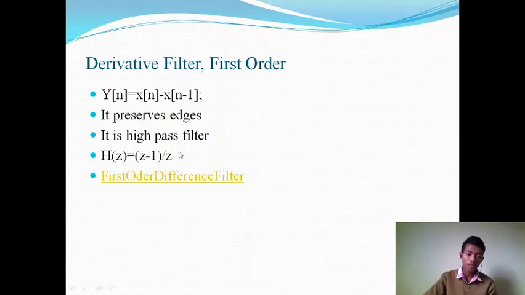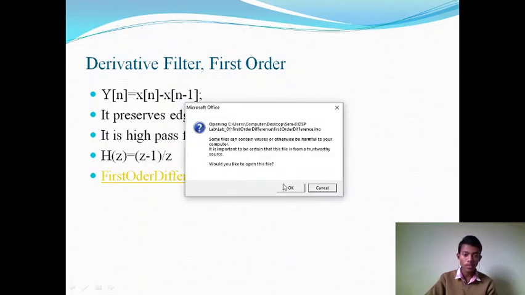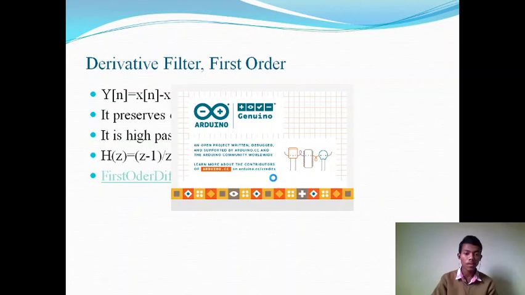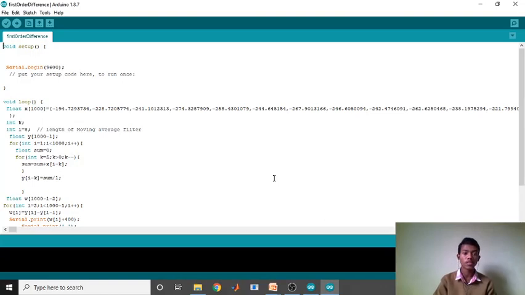This is the transfer function of the first order derivative filter. If you apply z transform to both sides, you will get this equation. You understood now? Derivative filter is a high pass filter. It will preserve the high frequency components. High frequency component means their slope is varying rapidly. Slope is more means it is edges. It will preserve edges.